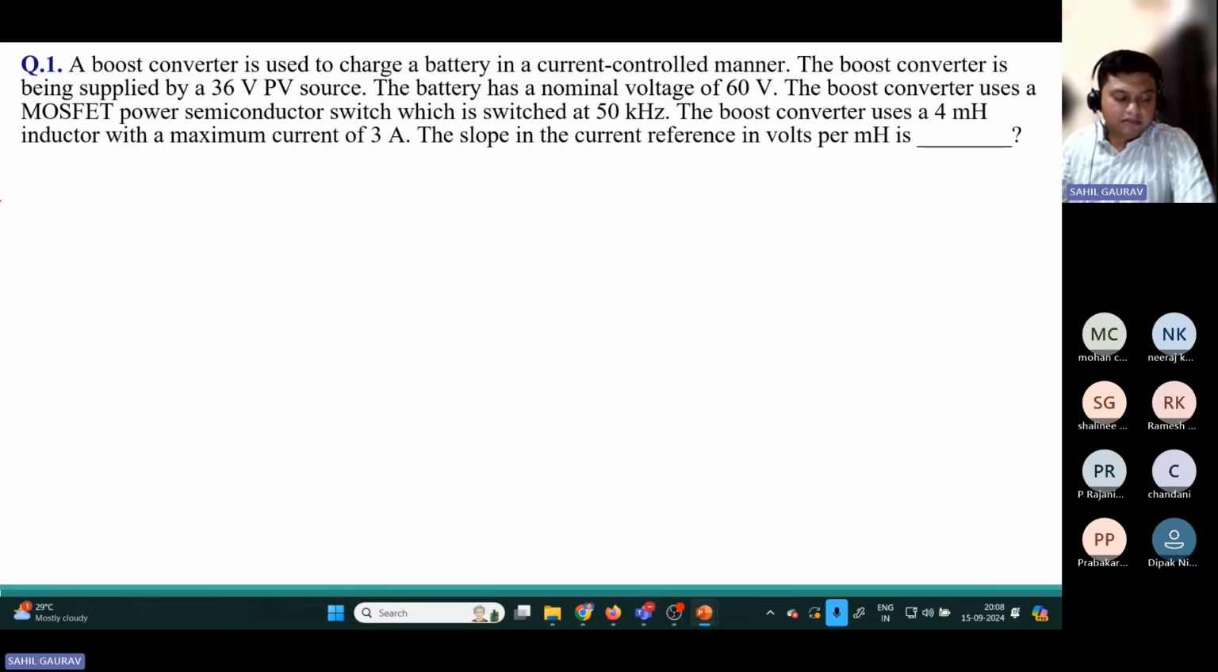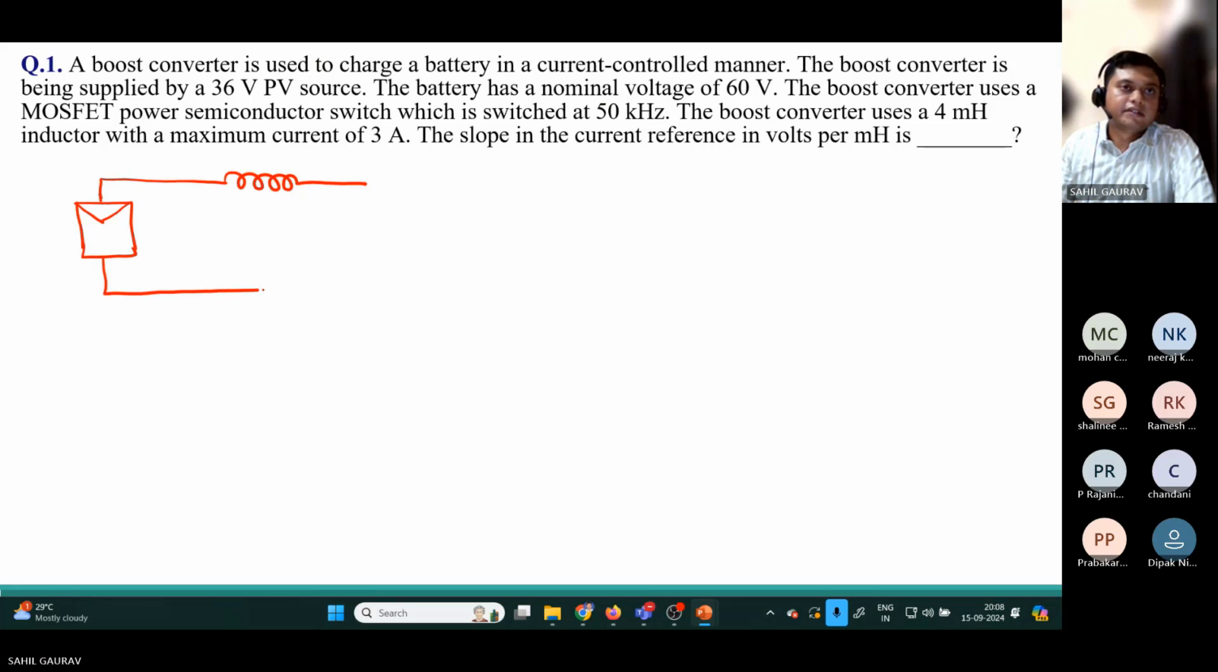So how will we solve this problem? Let us first draw the circuit. A PV panel is there, and then we have this boost converter, and this terminal voltage is given as 36 volt. The terminal voltage of PV is given as 36 volt, and the boost converter circuit is like this.